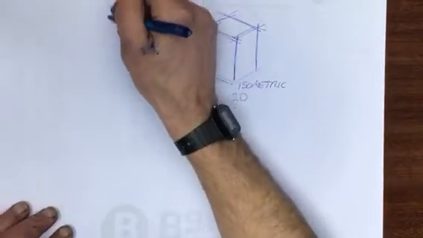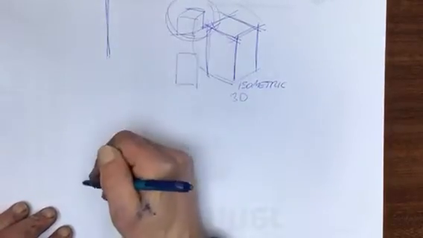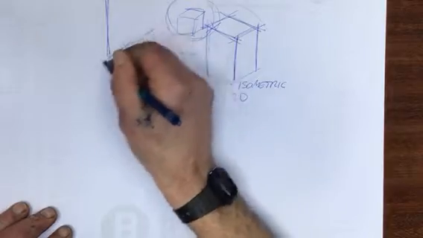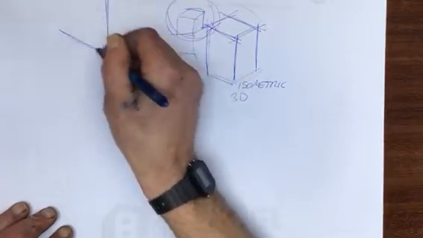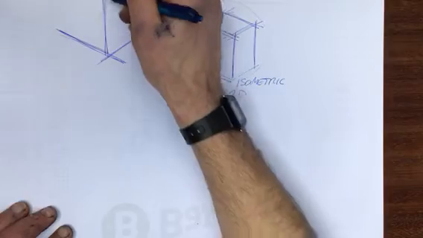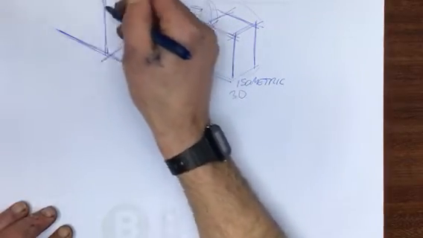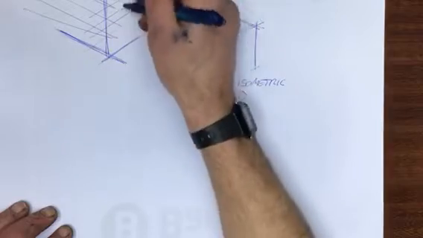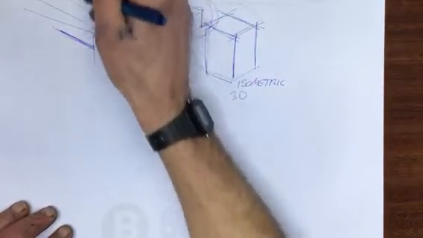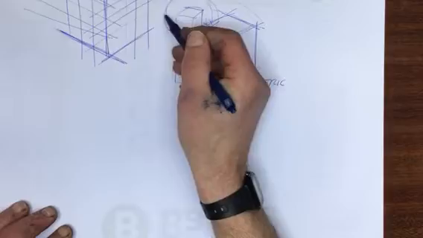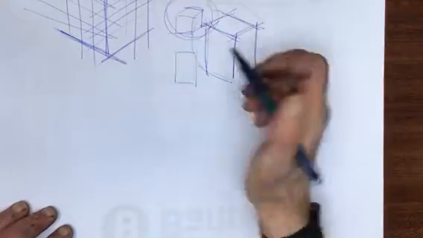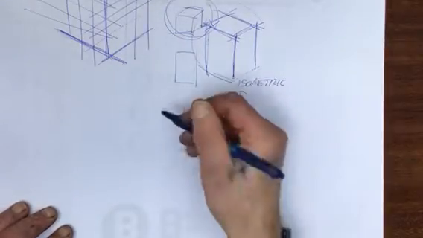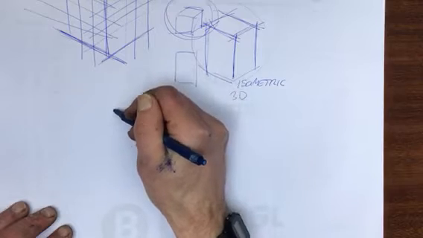We need vertical lines and we need diagonal lines like this. And this directional drawing is all we need. Note there are no horizontal lines at the moment. So to start, we start with a vertical line.